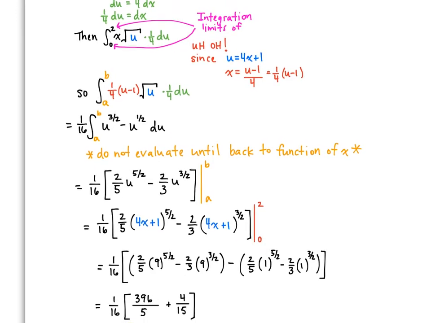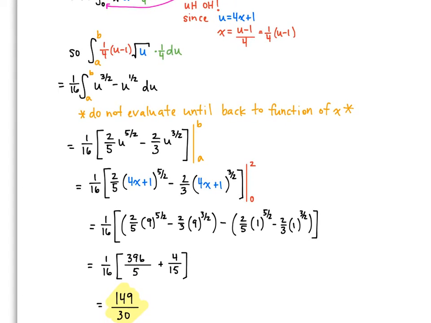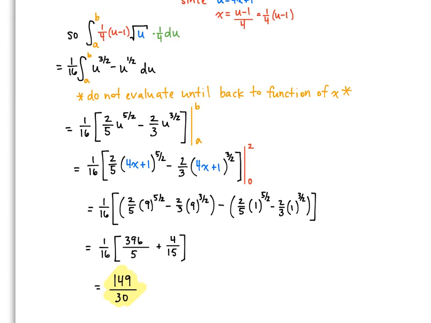When we go through that, you can check the algebra here. When I plug in 2 for x, we get 9. Again, 2 for x, we get 9. When we plug 0 in, we're over here. When all is said and done, we end up with our answer of 149/30. So that's method 1.